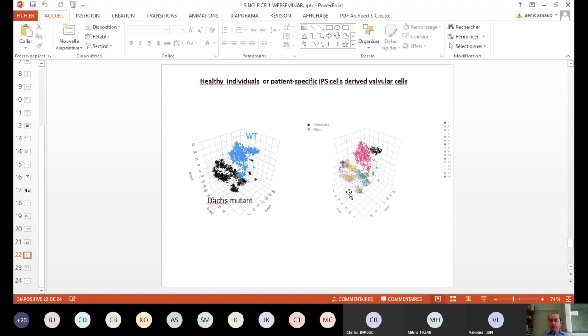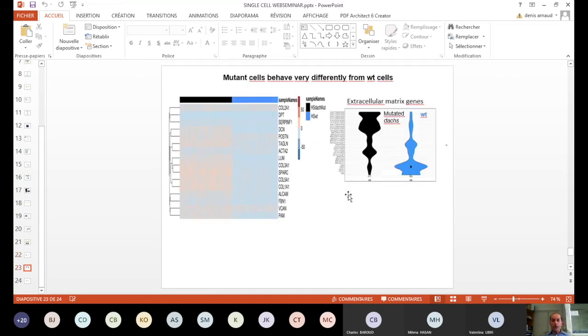So to make a long story very short, because of time, I'm just going to show you the main feature and the main transcriptomic difference between these cells. And what I was telling you at the beginning is that mitral valve prolapse is due to, in fact, too much secretion of extracellular matrix proteins.